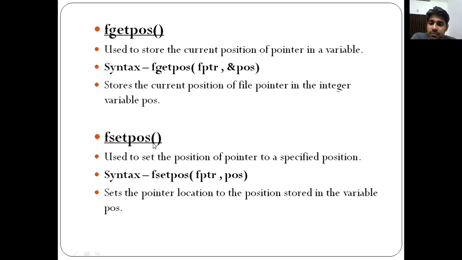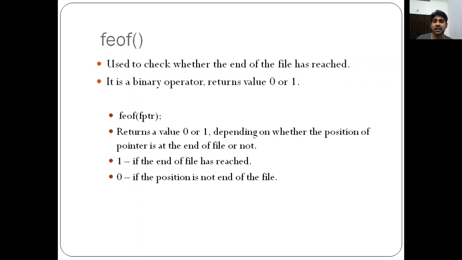Now there is fsetpos. What does it do? The word is set. This is get, which means you are fetching the position details, and here you are going to take the pointer to that particular position. If I say 10, then with fsetpos it will take the pointer to the 10th position. That's how it works. So there is fgetpos and fsetpos, and there is one more, which is feof.